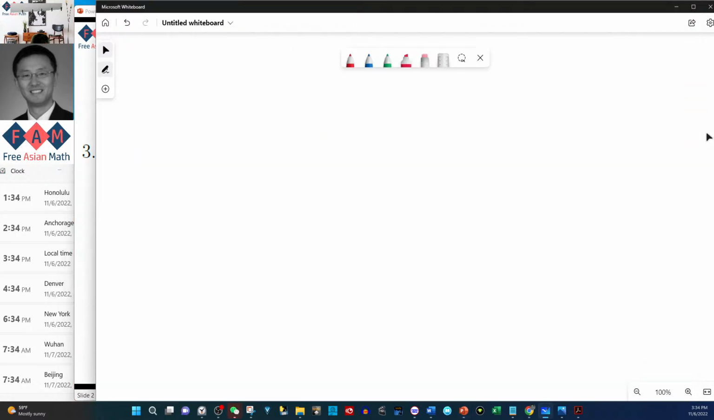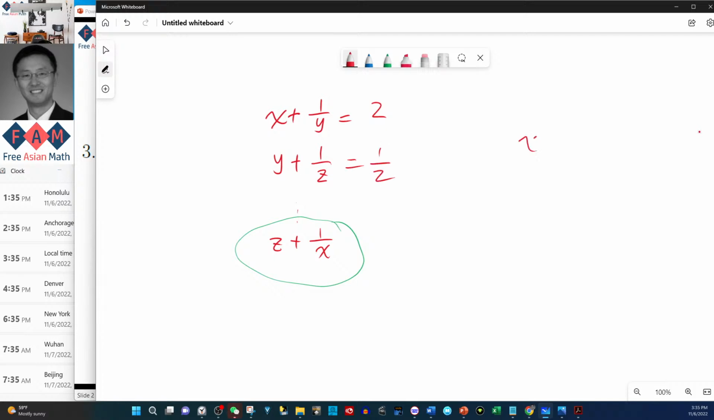What we mean by that is that if you have x plus 1 over y and y plus 1 over z, then naturally it would be nice if you have something like z plus 1 over x. That's just a kind of intuition. On the other hand, what you are being asked to find is something like xyz. This by itself also exhibits cyclic symmetry.